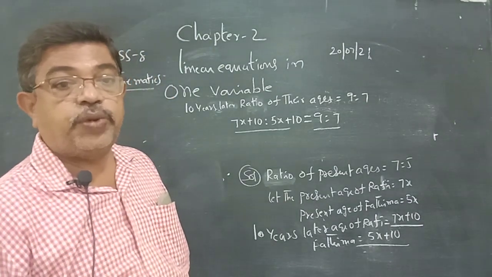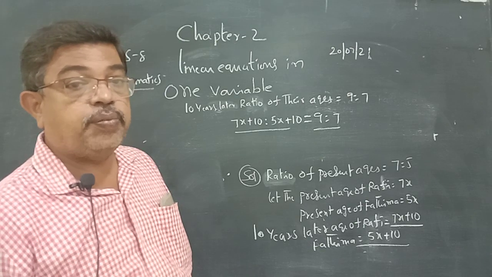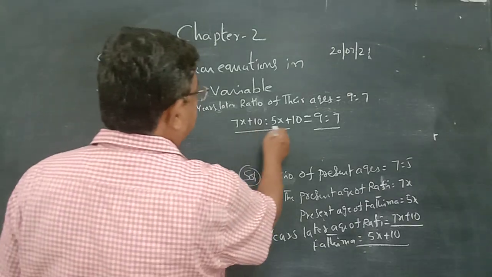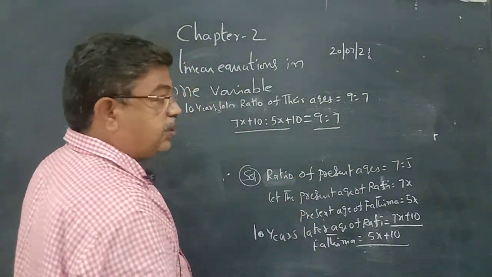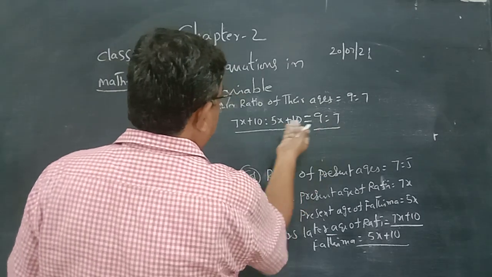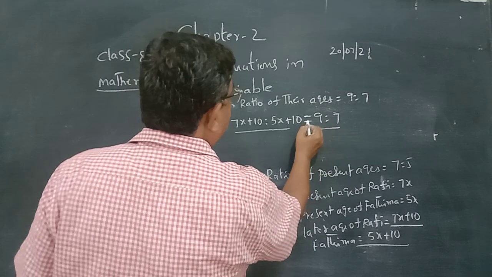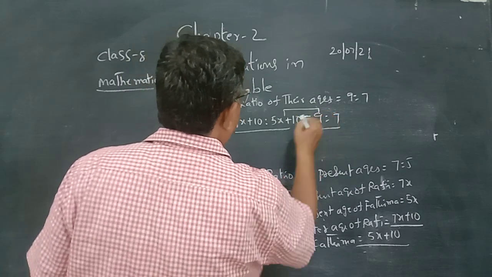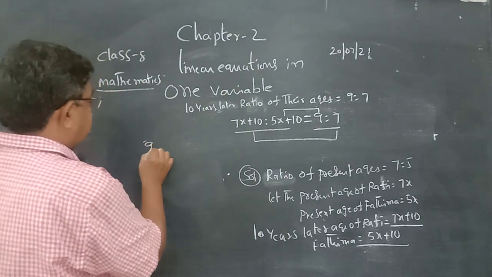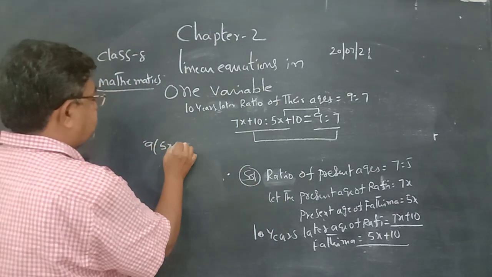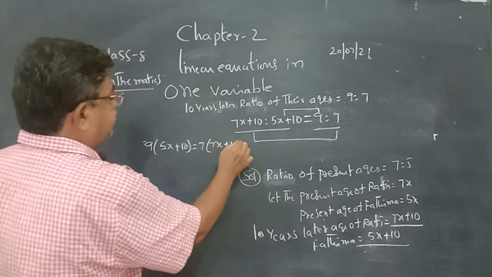Now these two are said to be in proportion. When two ratios are equal, they are said to be in proportion. This is first ratio, this is second ratio. These two are the ratios of Rafi and Fatima. This is with respect to number and this is with respect to variables. Now these two ratios are given to be equal. Now we get product of means equal to product of extremes. Product of means 9 into 5x plus 10 is equal to 7 into 7x plus 10.